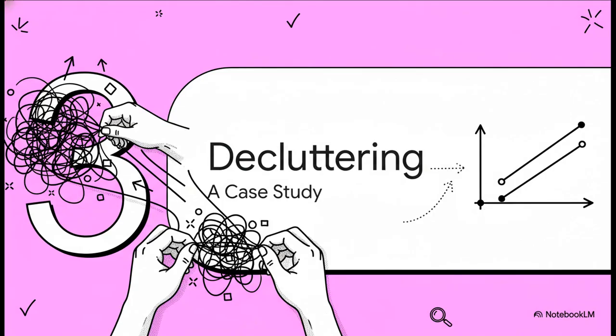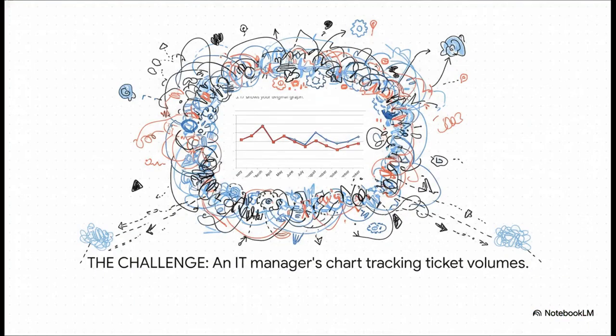So let's put everything we've just learned into practice. We're going to take a real-world, kind of messy graph and transform it step by step. Here's our challenge for today. An IT manager is tracking support tickets, how many were received versus how many were processed. And this chart, it's a classic example of what happens when we just accept the default settings in our software. It's noisy, it's busy, and the actual story is getting totally lost in all that junk.